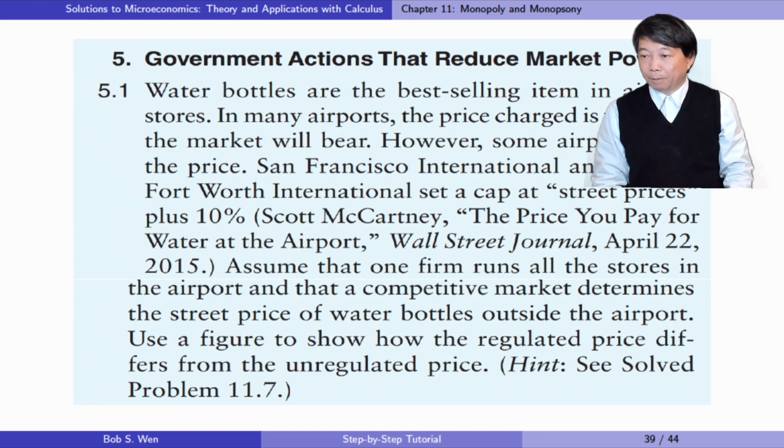Here's exercise 5.1. It's about how the price ceiling affects the monopoly's optimal decisions. The monopoly sells water bottles in the airport. The government set a price cap at street prices plus 10%. Use a figure to show how the regulated price differs from the unregulated price.